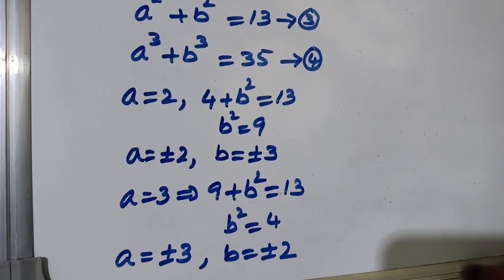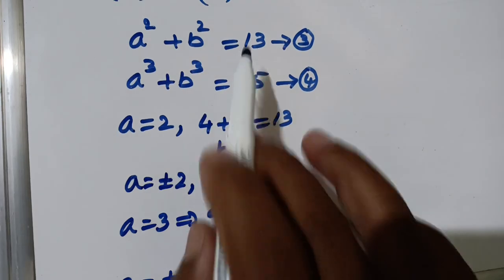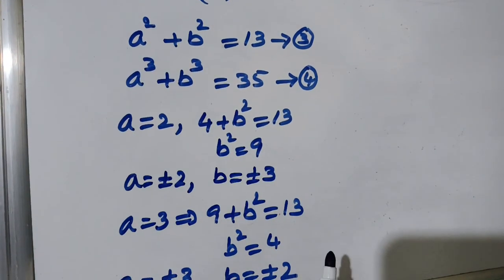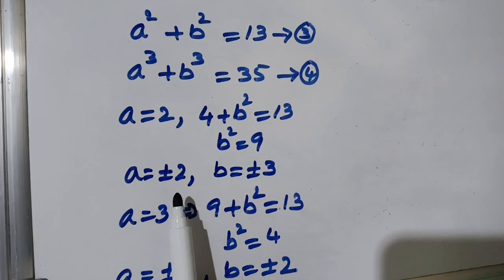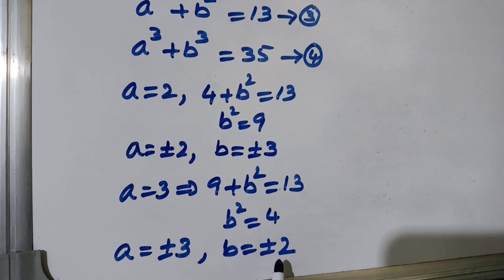is equal to 5 and so on, I cannot get integral values for b so that it can satisfy a square plus b square is equal to 13. So these are the only possibilities. The possibilities are when a is plus or minus 2, b is plus or minus 3. When a is plus or minus 3, b is plus or minus 2.